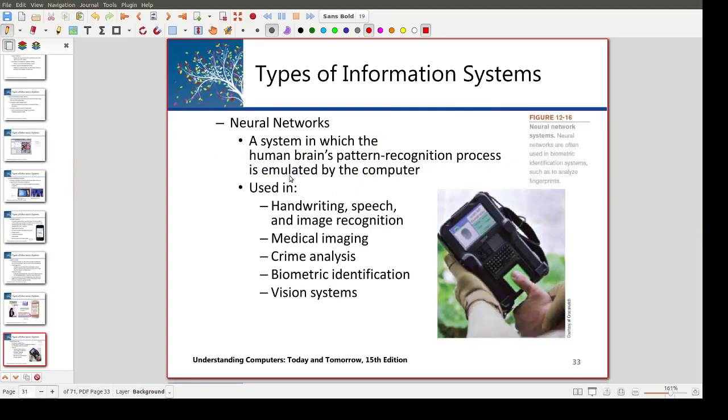Neural networks are also a system under this umbrella of artificial intelligence systems.